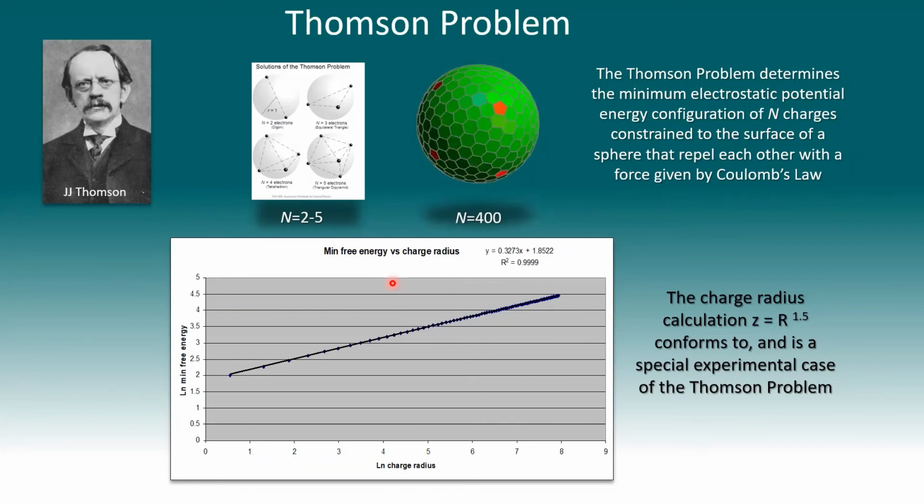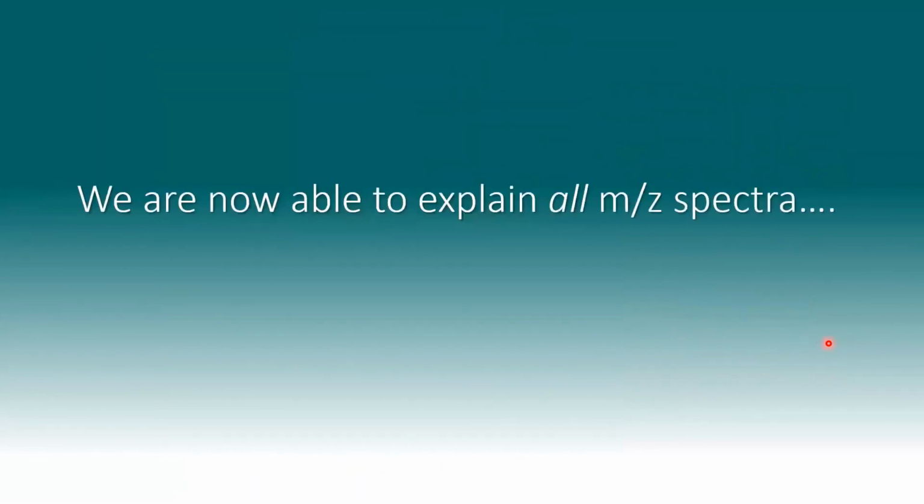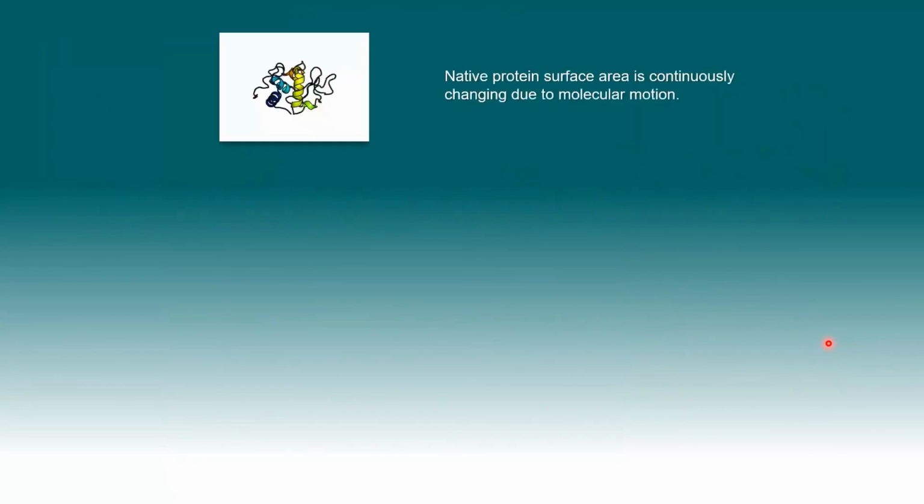So what we've done here is we have plotted the minimum free energy against the charge radius for a series of spheres. And what we see is a charge radius calculation, Z equal to the radius to the 1.5 power. This conforms to and is a special case of the Thompson problem. So we are actually now able to explain all m/z spectra. And how we do this, this is for a native protein.